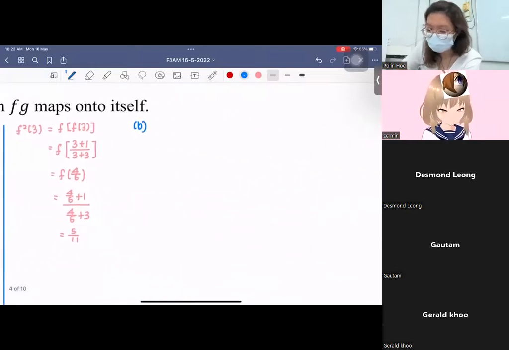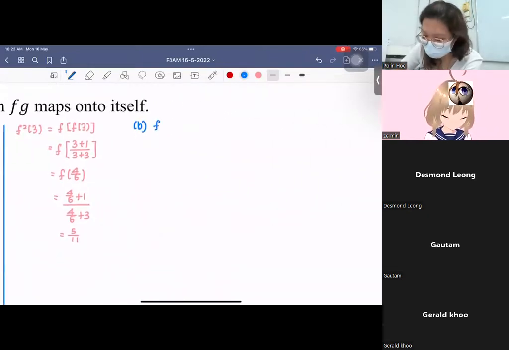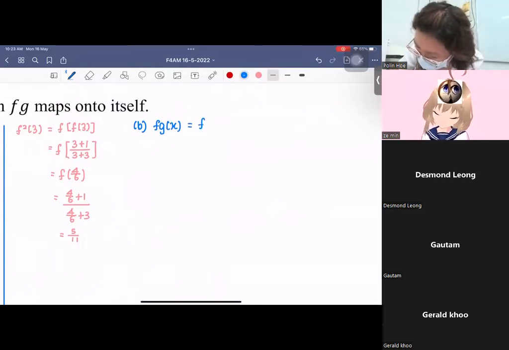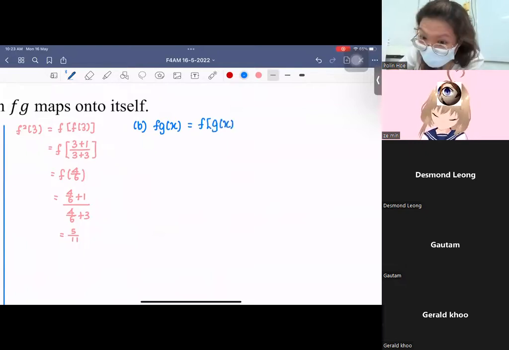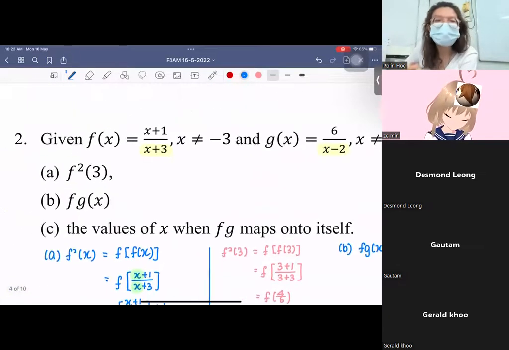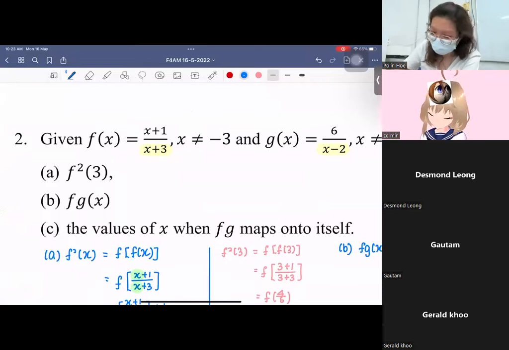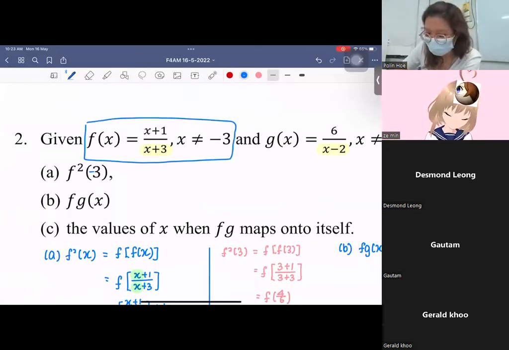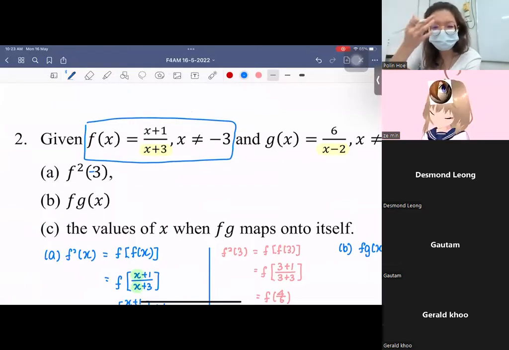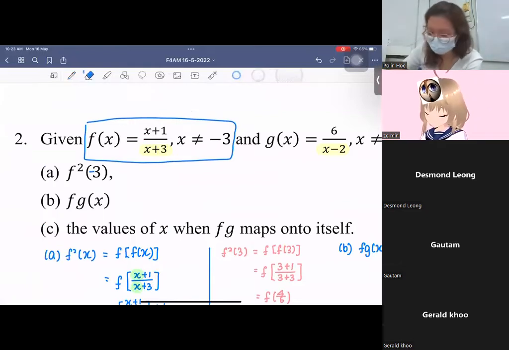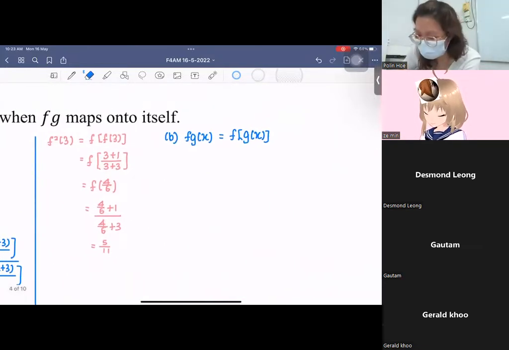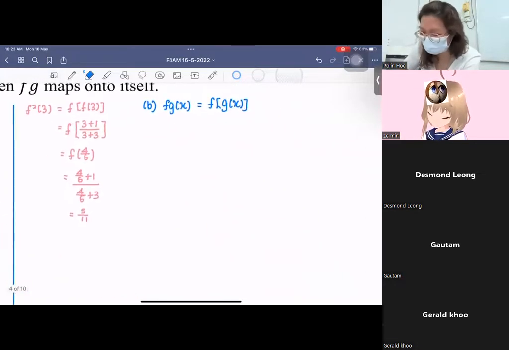What is the question? fg(x). This one I got the answer. You know why? Because I have to check whether my question is logical or not. At first, you know what I did. The first question is like this, f(x), and then I ask you all to find f squared of negative 3 more. That's my first draft. That's why I have to check it before I send out my soft copy to you.